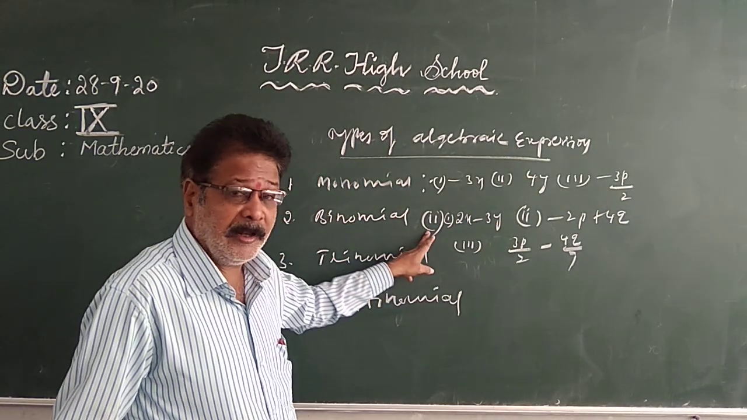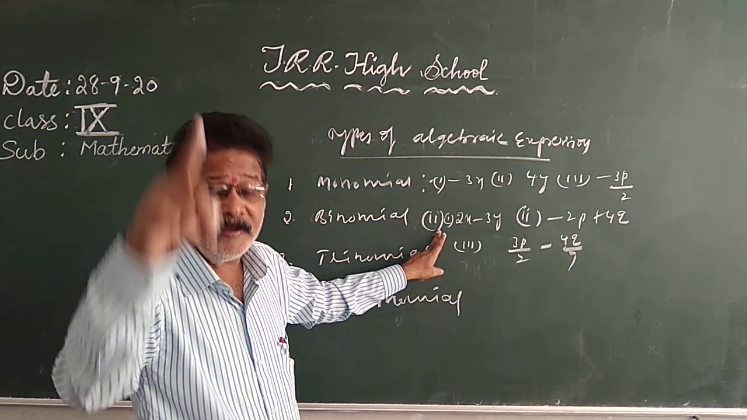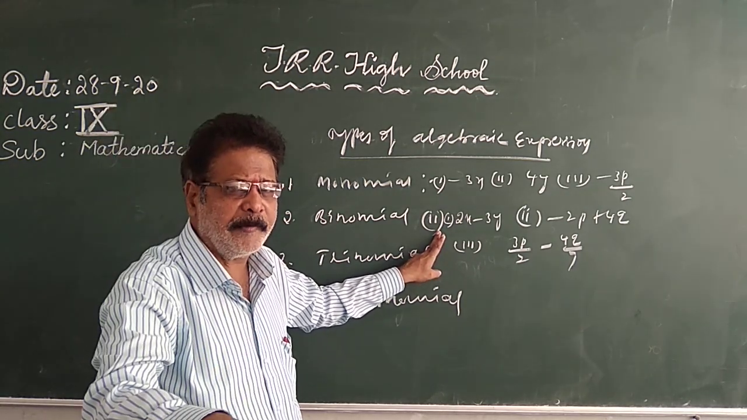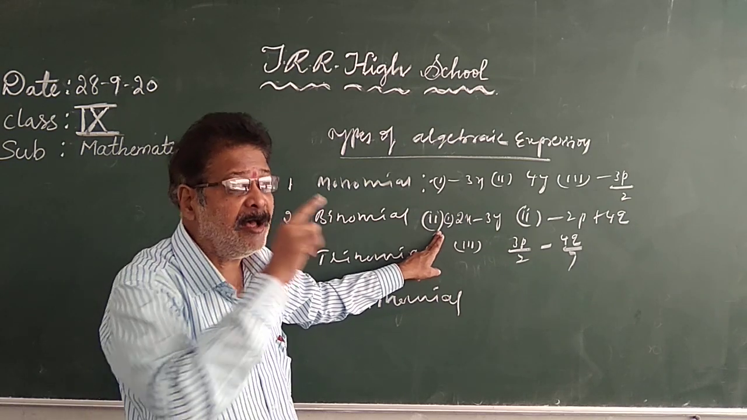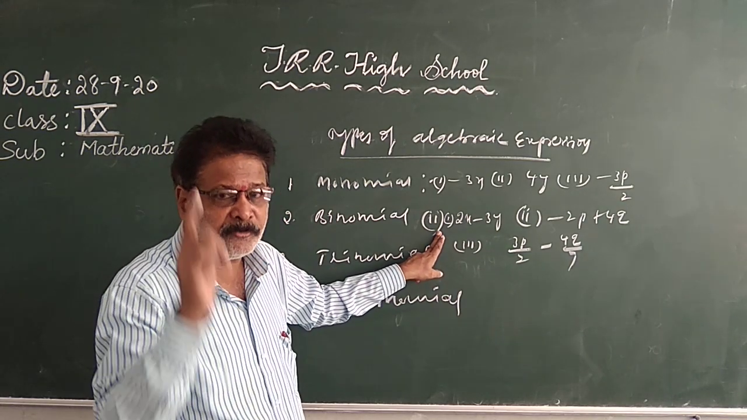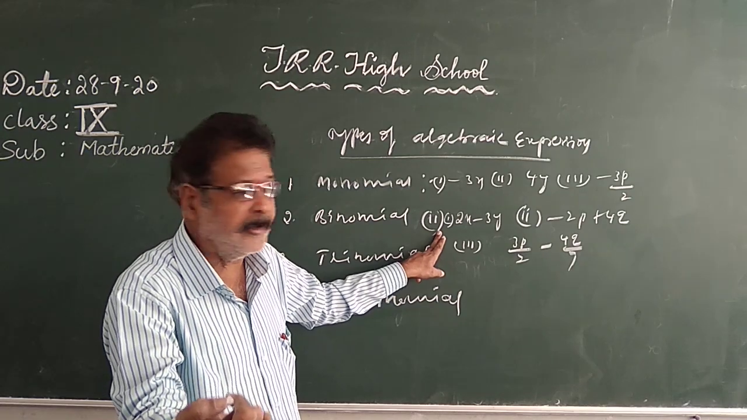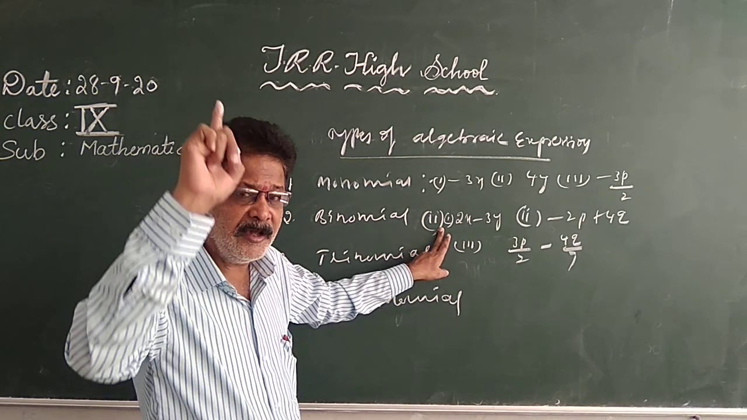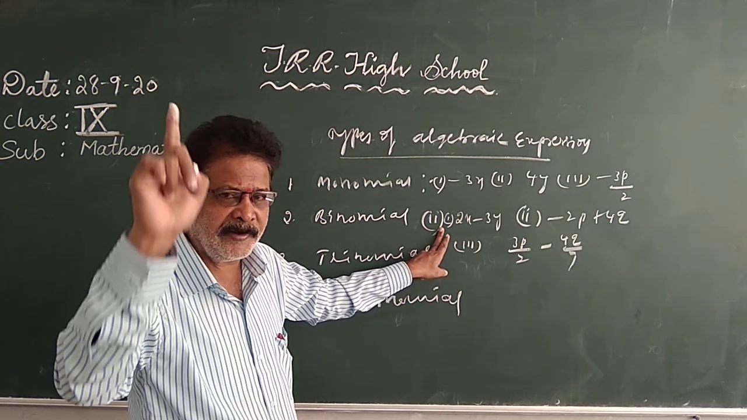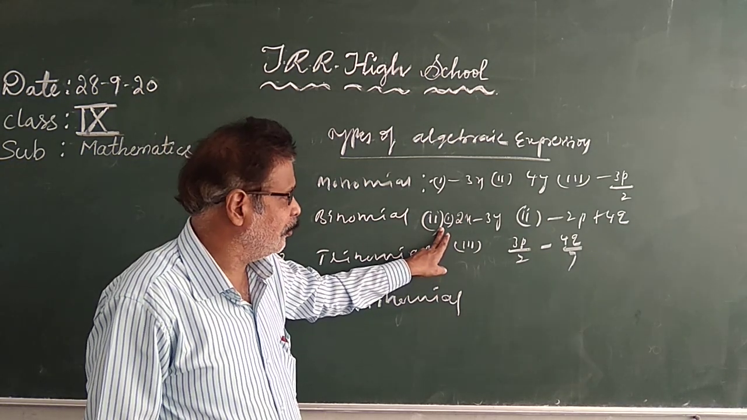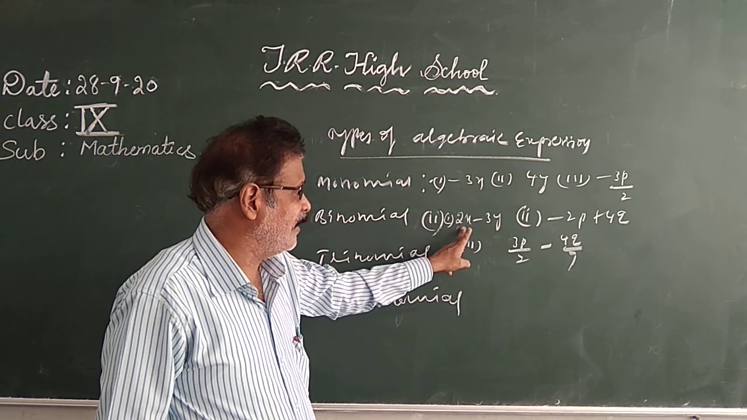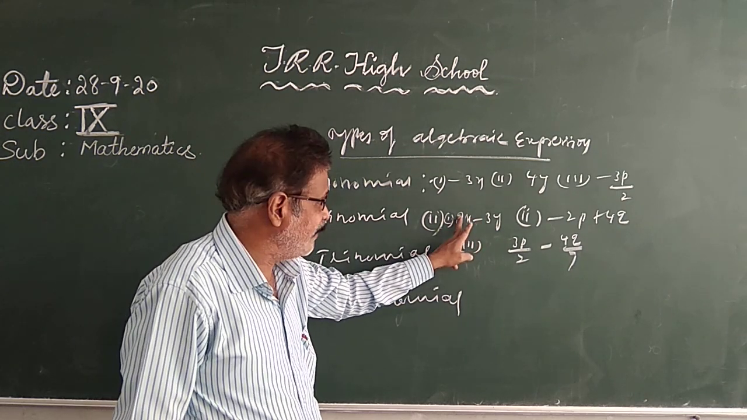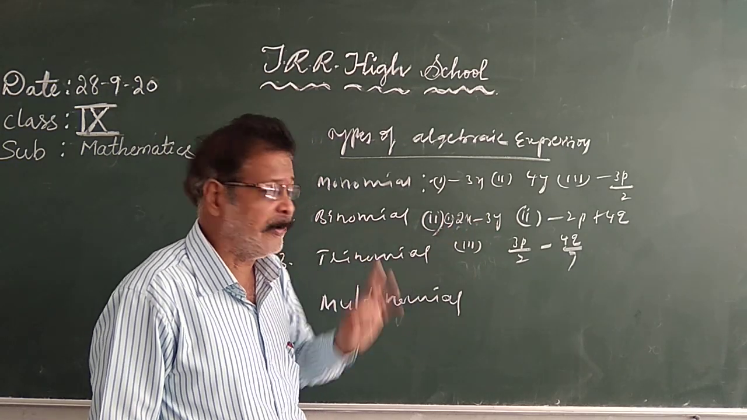In case of a binomial, an algebraic expression having two terms is called a binomial. How can you say that it is a binomial? You should find the two signs in the expression. If you find two signs in the expression, it is a binomial. Two signs, it may be plus or minus, not multiplication. Multiplication always represents a single term. So here plus 2x is there. Before 3y what sign is there? Minus. Plus and minus, two signs are there. That is why it is a binomial.